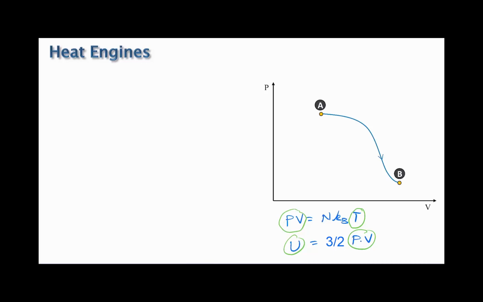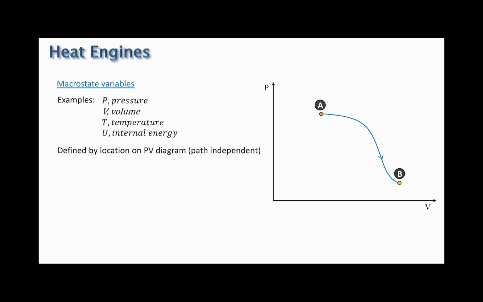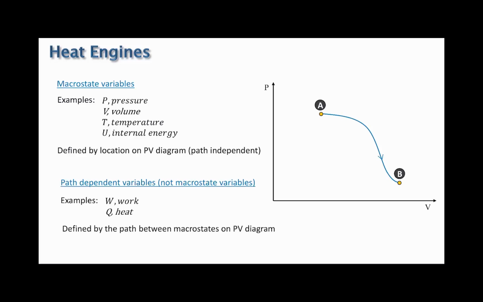Notice that the macro state variables P, V, T, and U define the macro state of the system at a state like A or B, but they do not say anything about the transition between A and B. This means the macrostate variables such as P, V, T, and U depend only on their location on the PV diagram and are independent of the path between those states. Conversely, work and heat, which are not macrostate variables, only depend on the path between the states.